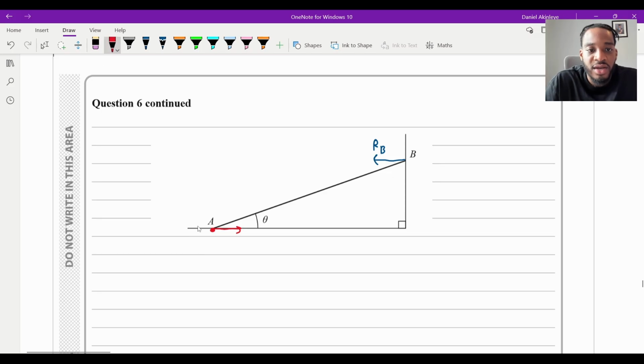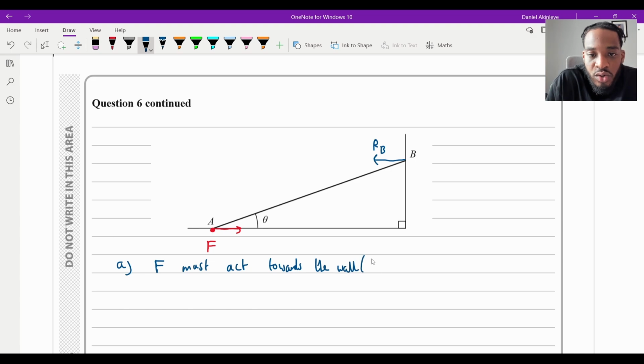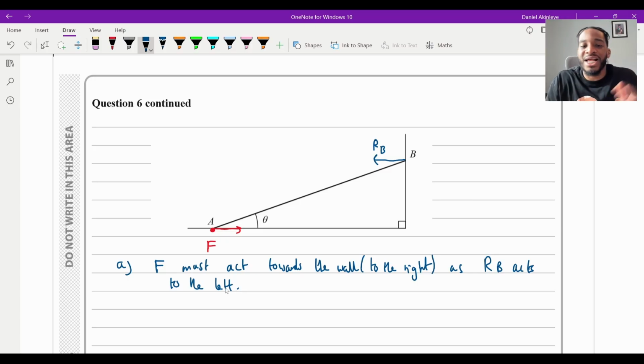So what I'm going to do here is put this here. So we know that this is how the friction force is directed. It's acting towards the right, towards the wall, because it has to balance out with the reaction force acting towards the left. So for part A, for the 1 mark, you could just say that F must act towards the wall, or to the right, as RB, the reaction force at B, acts to the left. Yeah, something along those lines will give you the 1 mark.